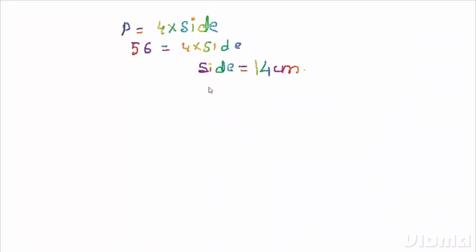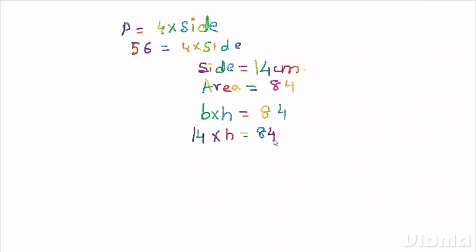So what is the area of the rhombus? Now I know that the area of the rhombus is 84 centimeter square. Now using this area, how can I find the height? Base into height is 84. Base is 14 and height I don't know, so I'll keep it as h only, and area is 84. Now when I cancel this, I get my h as 6 centimeter. So that was my height.